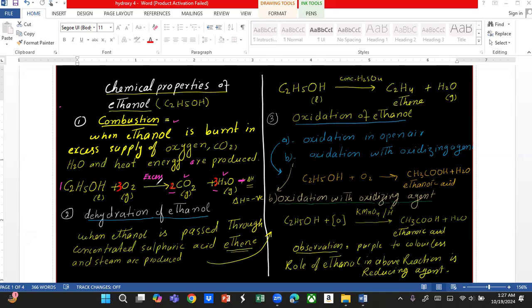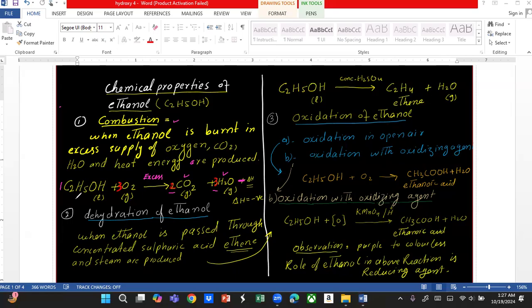So here 1 mole of ethanol and 3 moles of oxygen will combine to react together to produce 2 moles of CO2 and 3 moles of steam. This is the balanced chemical equation. So we can apply all this combustion reaction to other members of the hydroxy compounds. So for example, ethanol, methanol, propanol, butanol, pentanol. You must know at least the first 5 members. Any one of the members can be asked for combustion reaction.